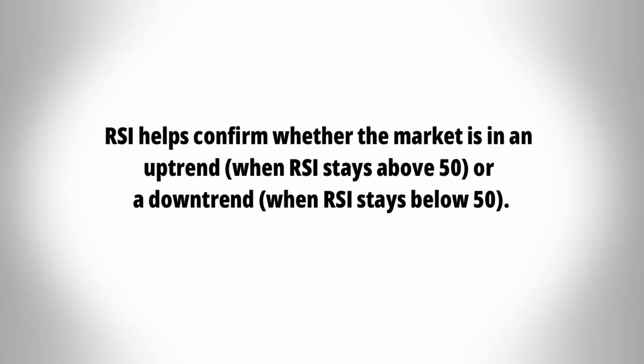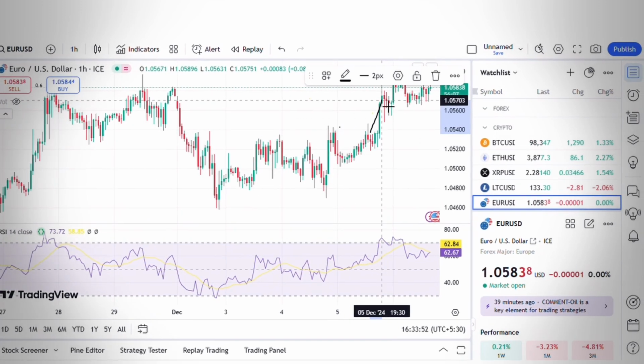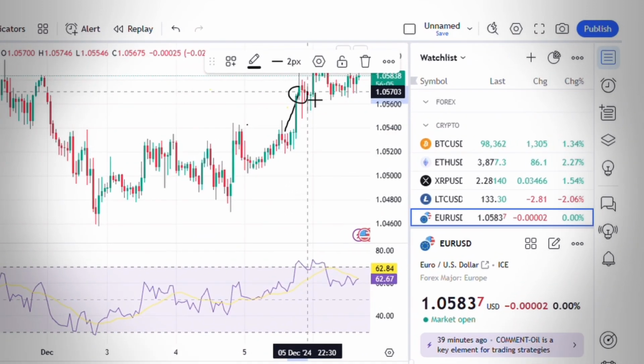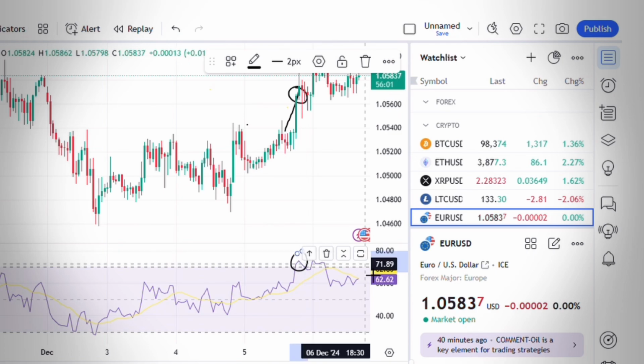RSI helps confirm whether the market is in an uptrend, that is when RSI stays above 50, or a downtrend, that is when RSI stays below 50. We are looking at the Euro USD chart from TradingView. Notice how when the price is in an upward movement, the RSI also goes up. The same thing happens when the price movement goes down.